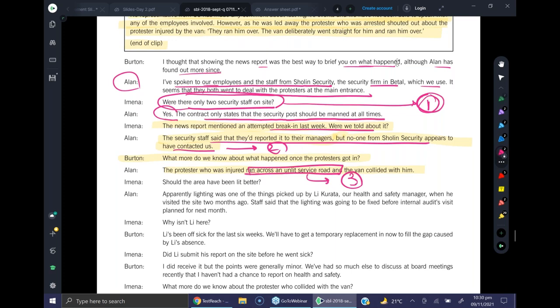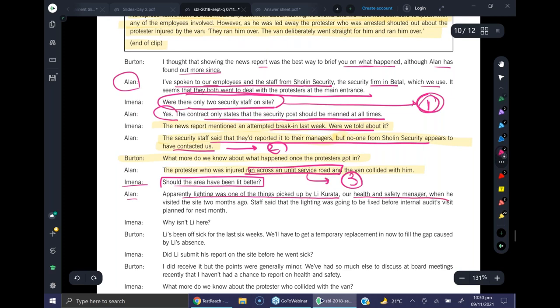Okay, Amina, should the area have been lit better? So Alan says apparently lighting was one of the things picked up by Lee, our health and safety manager. When he visited the site 2 months ago, staff said that the lighting was going to be fixed before internal audits visit planned for the next month. Do you see any problem in this overall?